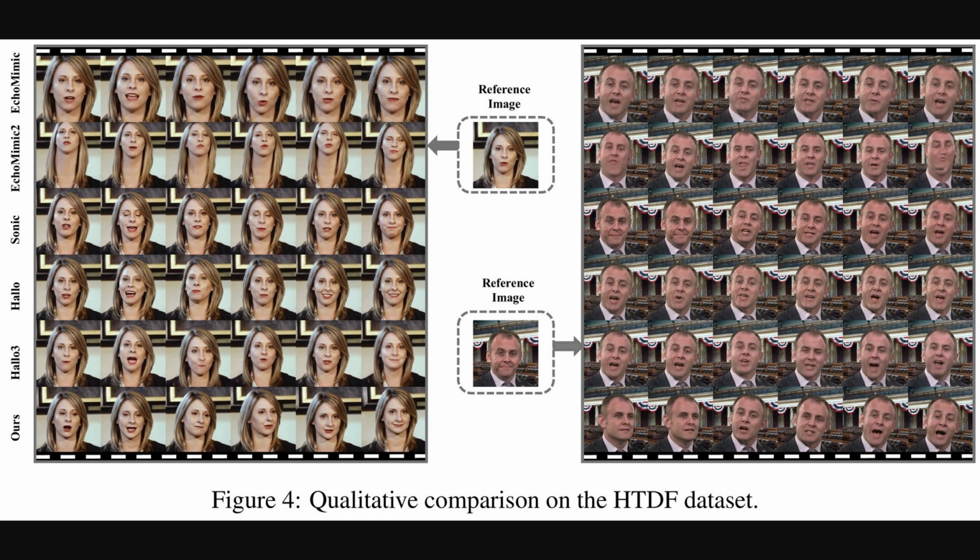Alright, moving on from the Character Image Injection Module, this figure gives us a direct qualitative comparison. This time, it's showing how HunyuanVideo-Avatar, labeled as ours, stacks up against several other existing methods like Echo Mimic, Sonic, and Halo. We see results for 2 different reference characters from the HDTF dataset. The figure displays sequences of generated video frames, allowing us to visually assess things like lip sync accuracy, facial expression naturalness, and overall character consistency across these different approaches. It really helps to see them side by side.